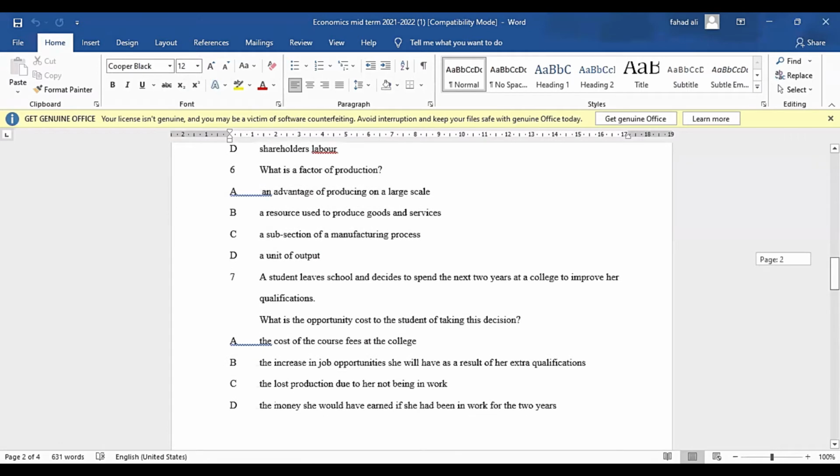6. What is a factor of production? An advantage of producing on a large scale? No. A resource used to produce goods and services? Yes. B is the correct option.